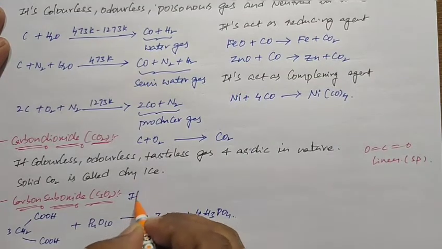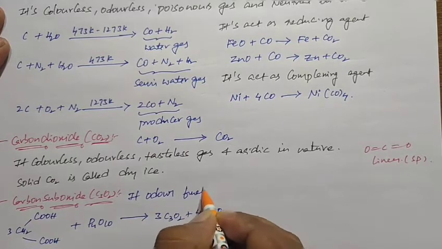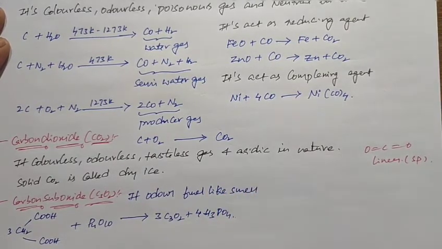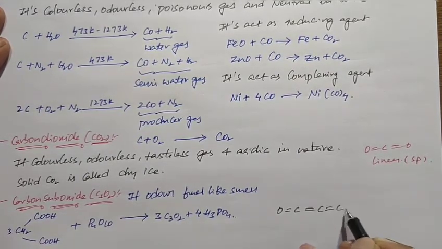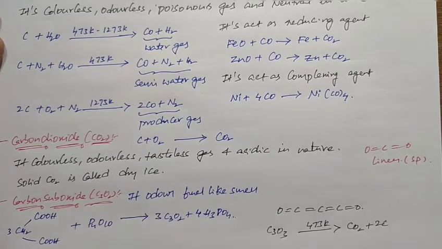It has a fuel-like smell, an odor like fuel. And when you observe the structure of carbon suboxide, it is present like this. So this is the structure of carbon suboxide. When carbon suboxide is strongly heated at 473 kelvins, it can form carbon dioxide and carbon. That's compounds of carbon. The last one is carbides.